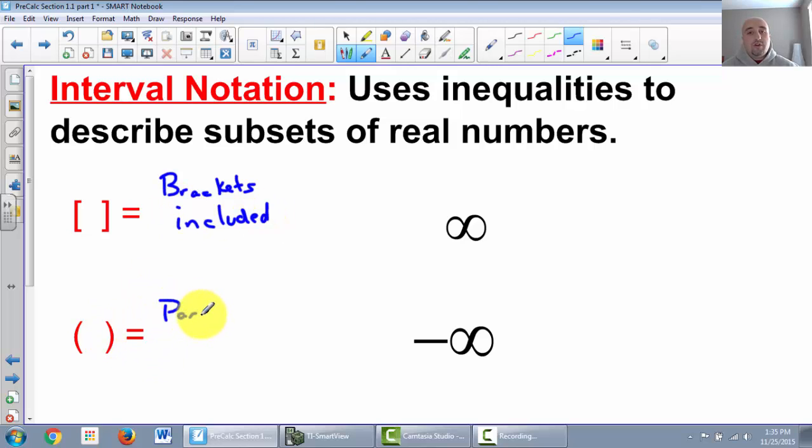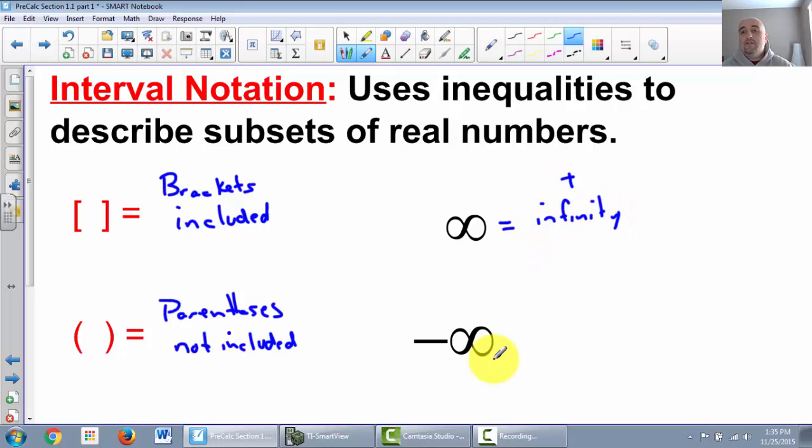Okay, so then the next one are parentheses. Oops, forgot the H. Hopefully, and this means not included. Hopefully I spelled parentheses right. Not a big deal if I don't. And then we have these two new things over here. It looks like a sideways 8, but this actually means infinity. Okay, and this actually means positive infinity.